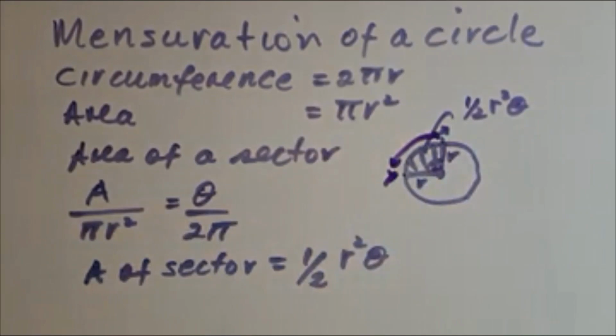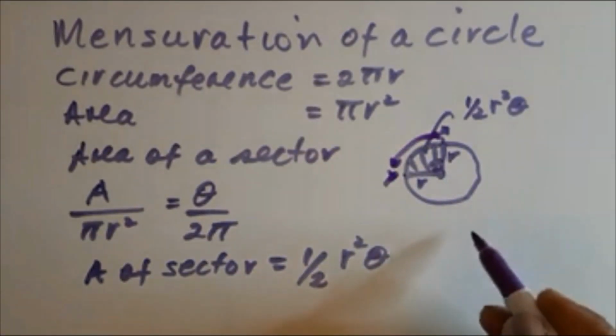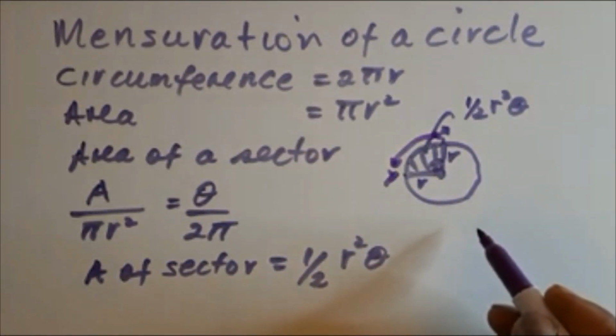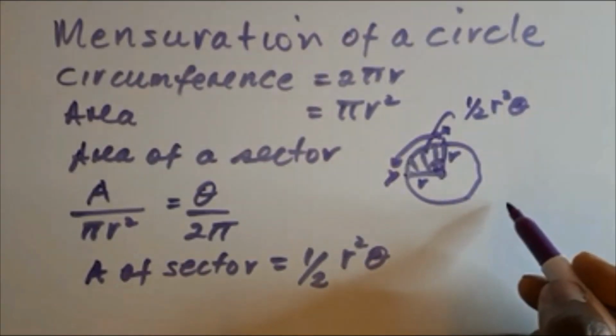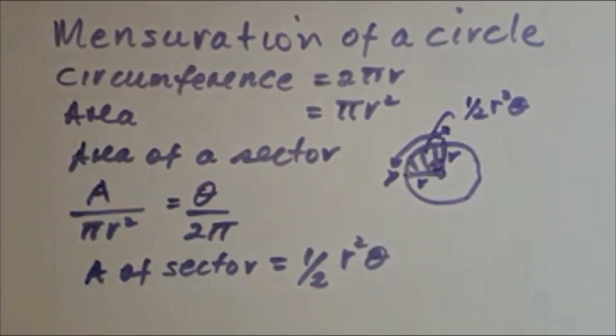Now, for the length of the arc, we actually indicated that one in the previous video. So just to summarize here, we've made use of two formulas. The circumference of a circle, 2 pi r, and its area is pi r squared. And we see the area of a sector as a fraction of the whole circle.